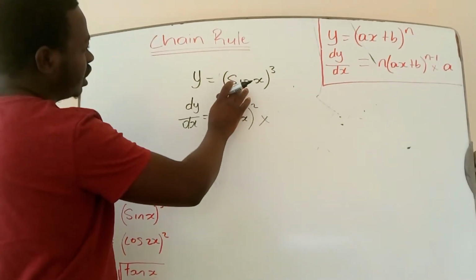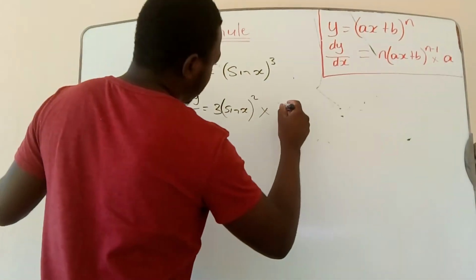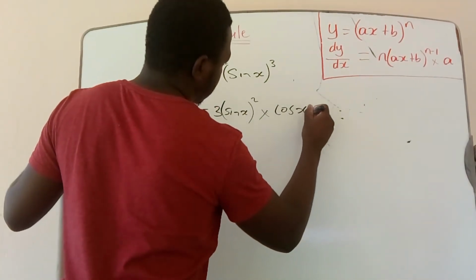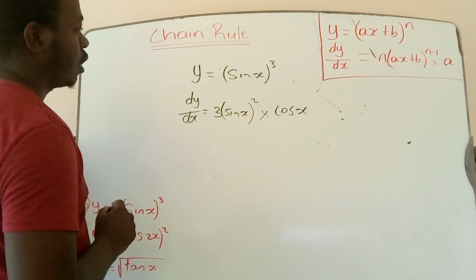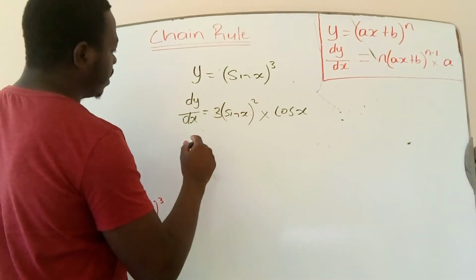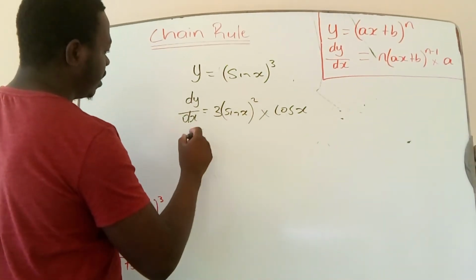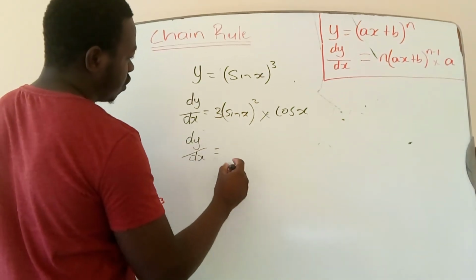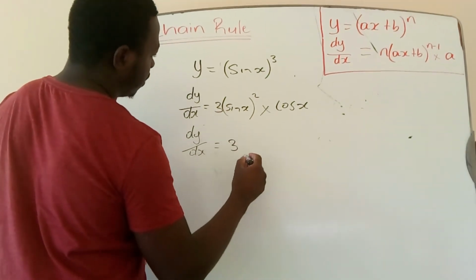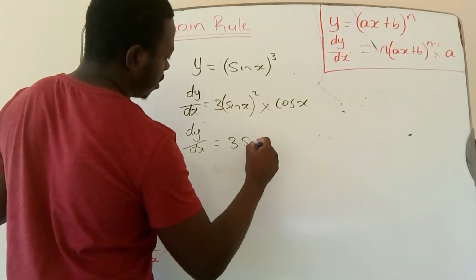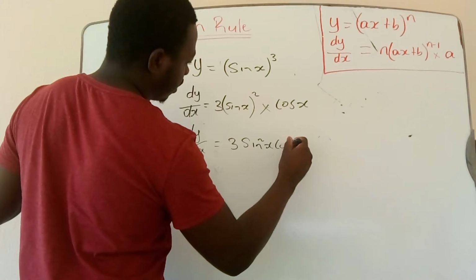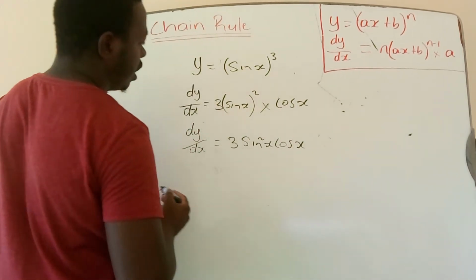So when you differentiate sin x, that only gives you cos x, right? You can simplify this, or just rewrite it to be, dy by dx is equal to 3 sine squared x cos x. That's basically it.